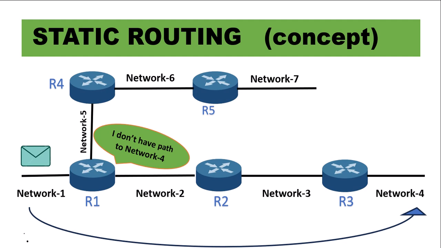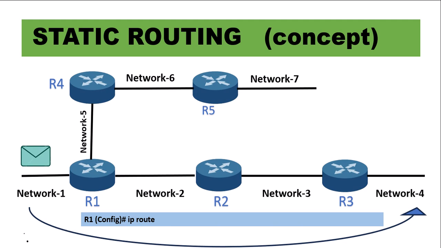The network engineer will configure R1 in a way that it will have the path towards each of the networks connected to it. The networks 2, 3, 5, 6, 7, it will have the paths towards each of the networks. So how will the network engineer configure this router? We will see this now. The network engineer will access the configuration terminal of R1 and he will write a command, IP route.